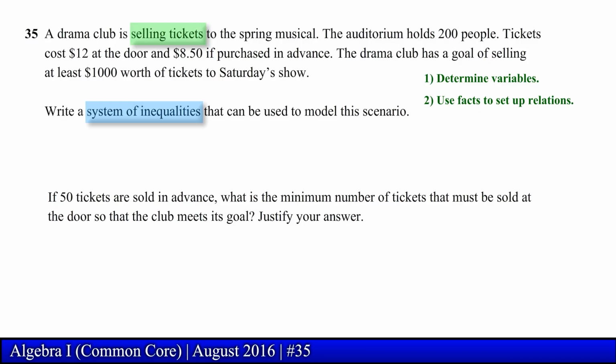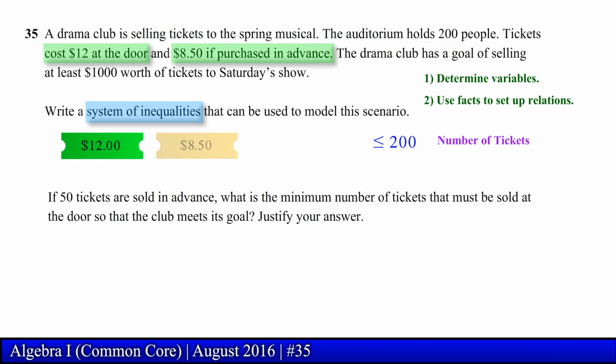We know from the problem that the drama club is selling tickets and the auditorium can hold a maximum of 200 people. From this fact, we know that the total number of tickets sold has to be less than or equal to 200. We also know that there are 2 types of tickets, those that cost $12 and those that cost $8.50. So we can use 2 variables to represent the quantity of each ticket.